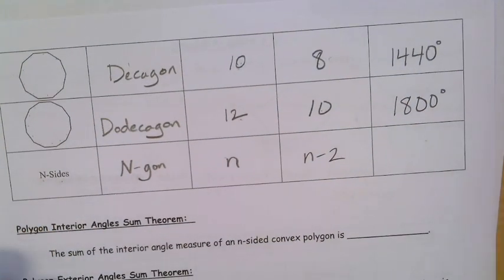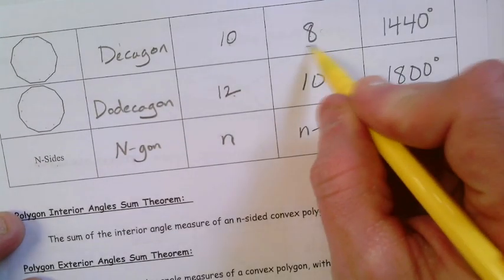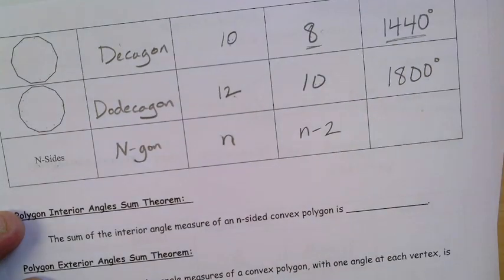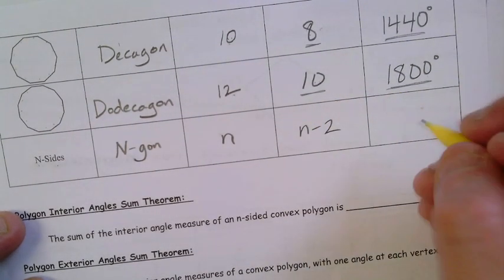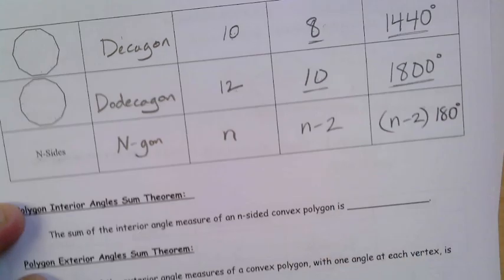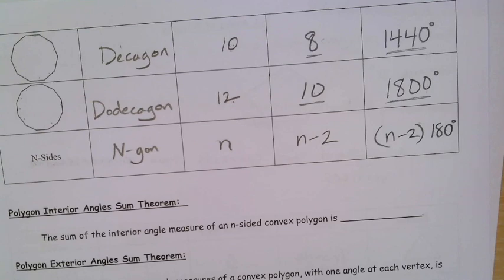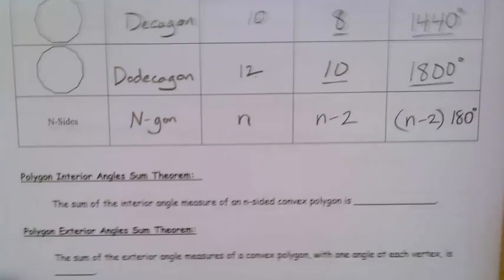And now comes the formula here. What did we do in each one of those situations? We took the number of triangles and multiplied it by 180. So I'm going to take the number of triangles times 180. And that's the formula that you're going to use quite a bit, at least in this first section, but I don't want you to forget it. We're going to revisit that throughout the course of the year.